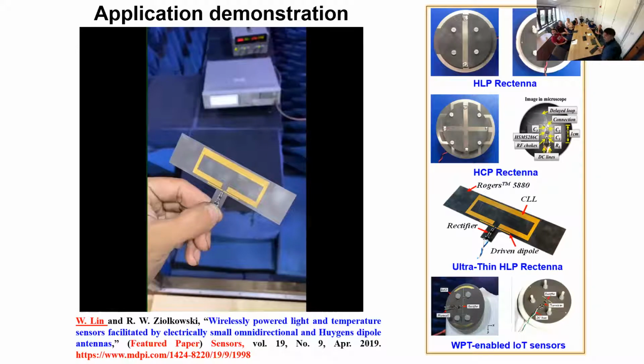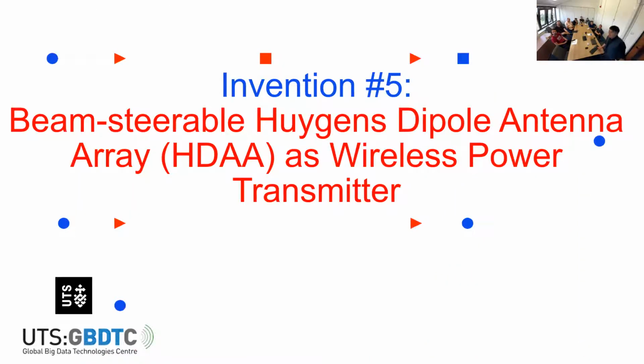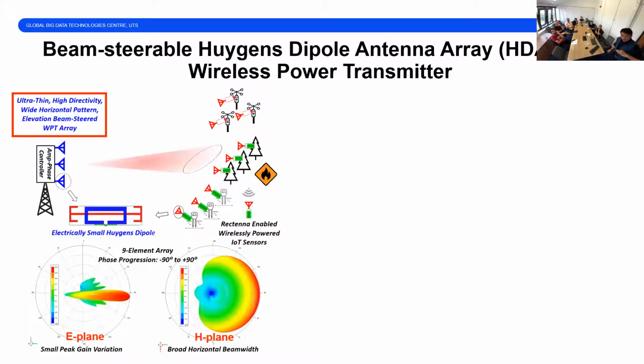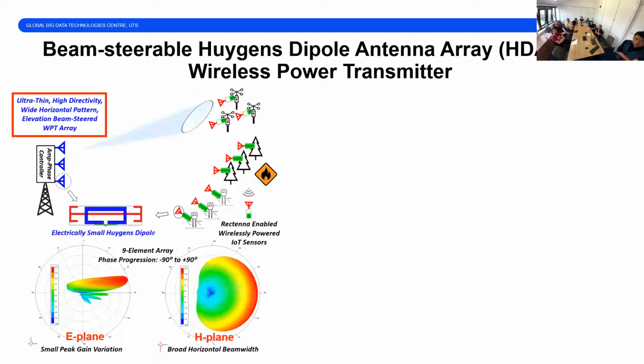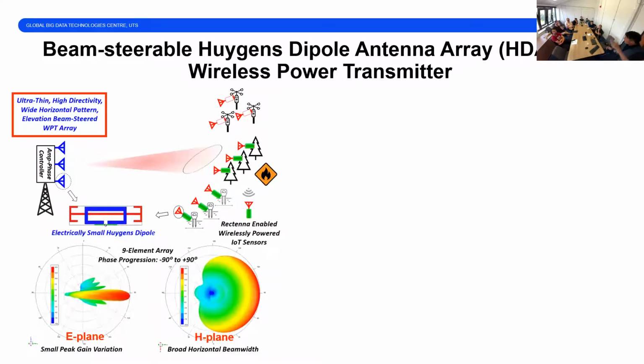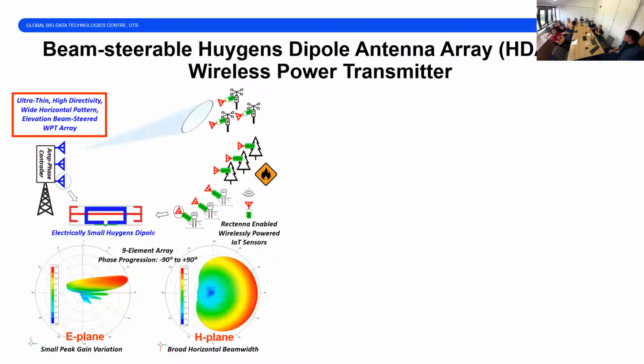Okay, so I just demonstrated several wireless power capture devices, and we also developed a wireless power transmitting antenna array. What we achieved is a linear antenna array with beam scanning characteristics. One feature of the Huygens antenna is that when you scan the beam, because the single element has a very wide, broad beam, if you expand it as an array, the gain variation while scanning is very small. It's smaller than other kinds of antenna.